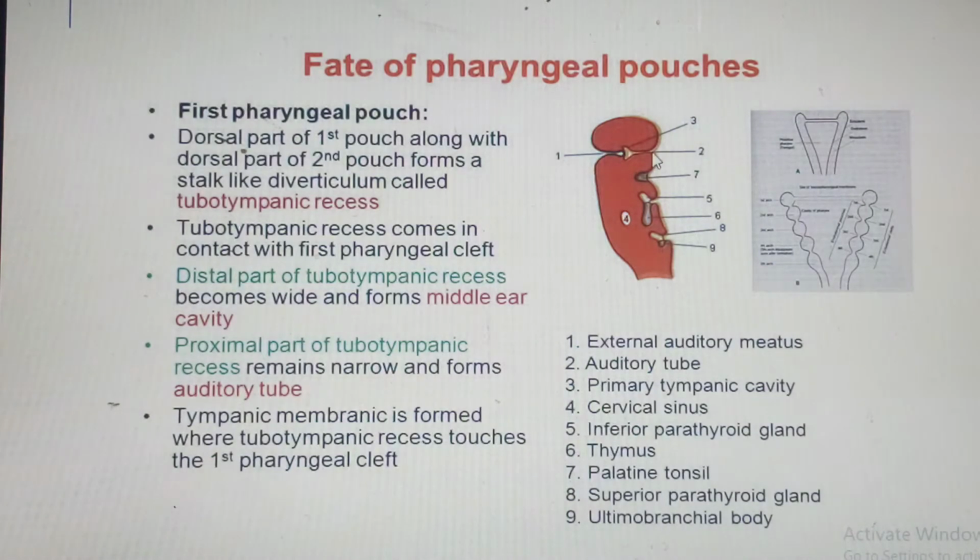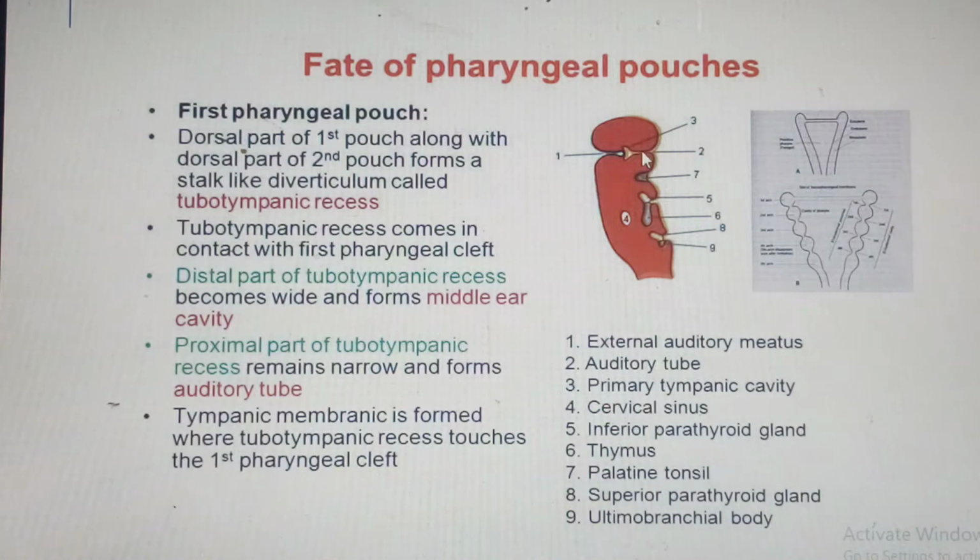Therefore, it tells you that this first pouch will give rise to the inner layer of the tympanic membrane. Apart from that, it will also give rise to the middle ear cavity, the mastoid antrum, as well as the eustachian tube or the auditory tube, which you also call the pharyngotympanic tube. So please get to know that. That's coming from the first pouch.